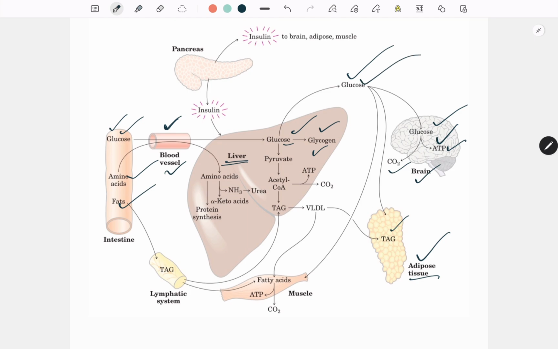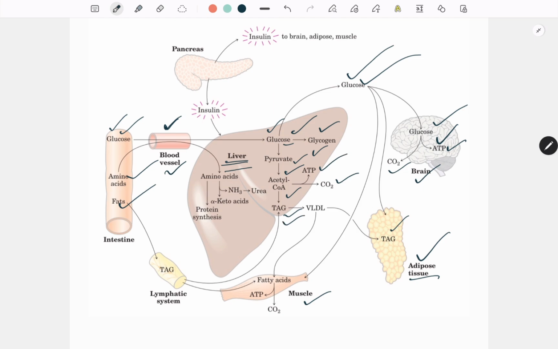This glucose also goes to the muscle tissue. Inside the liver, generally the glucose is converted into pyruvate. The pyruvate is then converted into acetyl coenzyme A. This acetyl coenzyme A is then converted into triacylglycerol, or TAG. This acetyl coenzyme A also generally produces CO2 with the liberation of ATP.